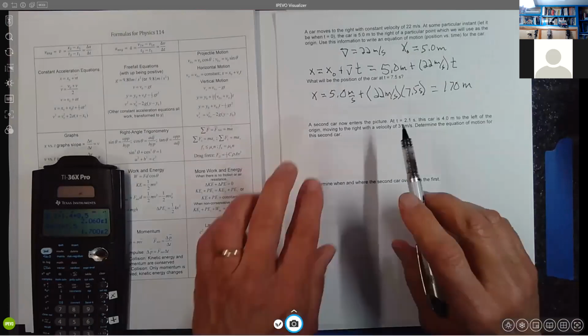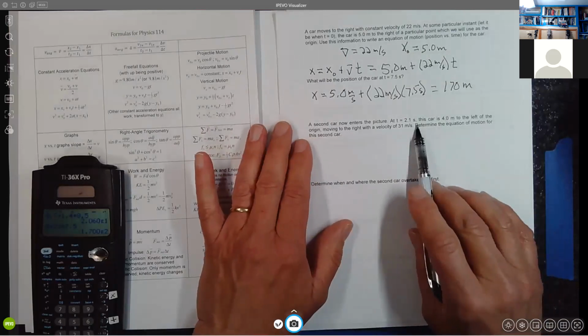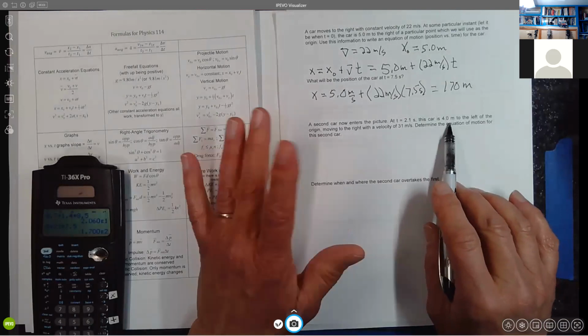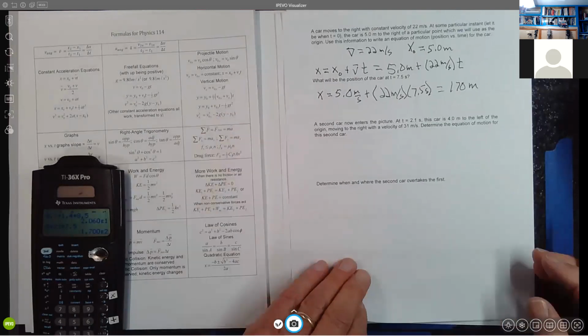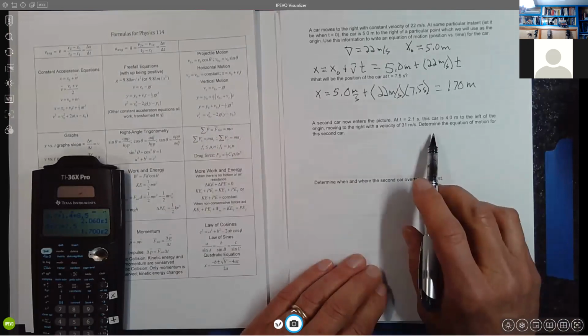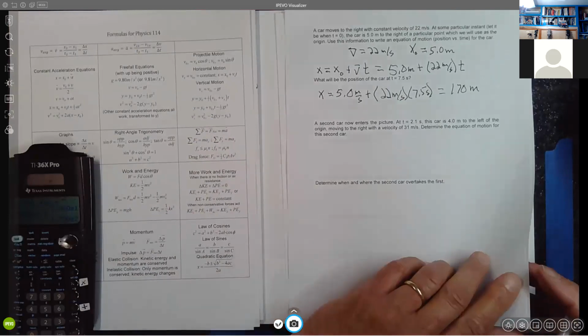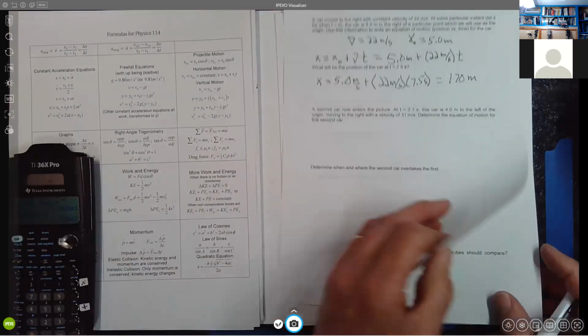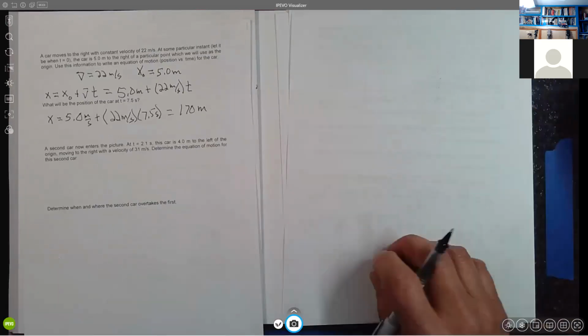All right, a second car now enters the picture. At 2.1 seconds, this car is 4 meters to the left of the origin, moving to the right with a velocity of 31 meters per second. Determine the equation of motion for this one. This is kind of complicated. I need a blank piece of paper to sketch this out. So pick one that I've already written on. There went my calculator. Oh well.